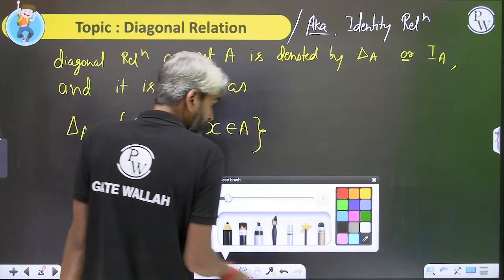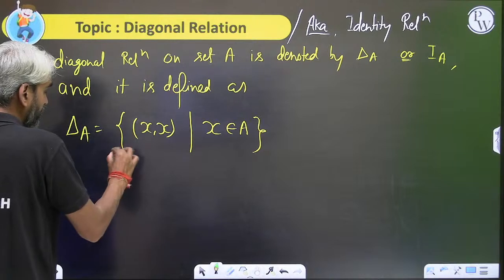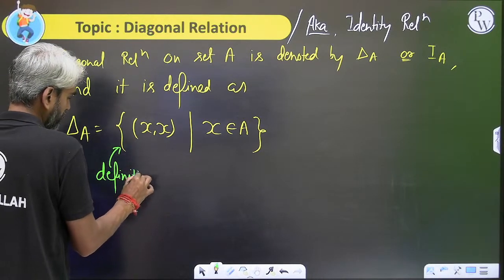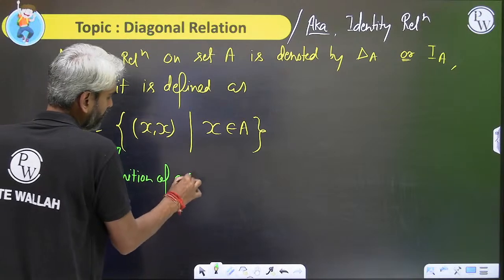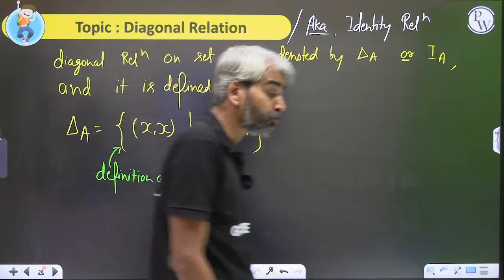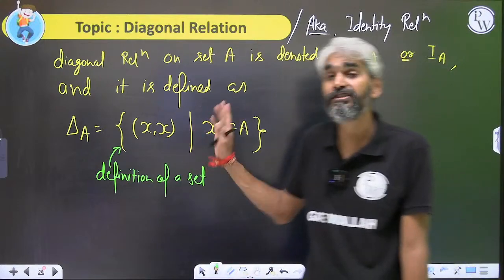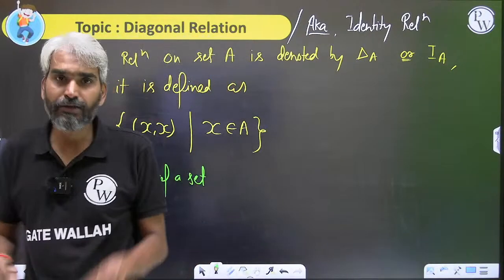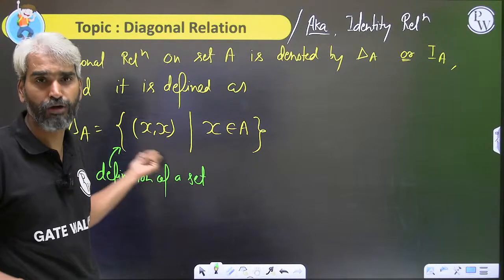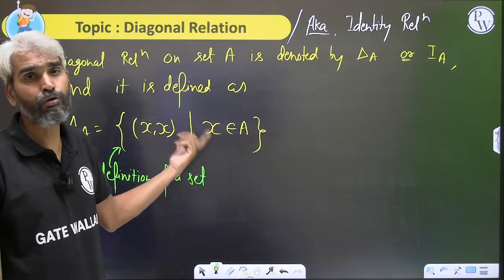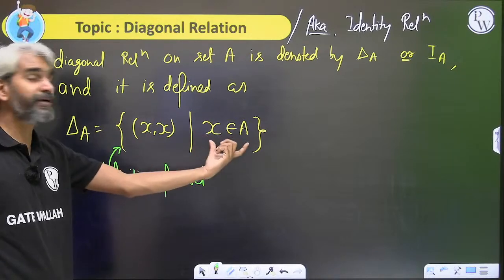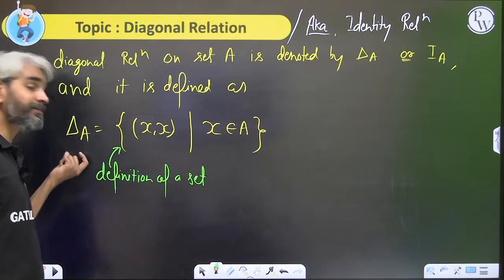Please note, this is the definition of a set. What does it mean? This set can contain only this type of element, and it should contain all the elements which satisfy this condition. No other element should be present, no element should be missing, because this is the definition. It is the notation in the set builder form. So all the elements satisfying this predicate must be present in delta A.